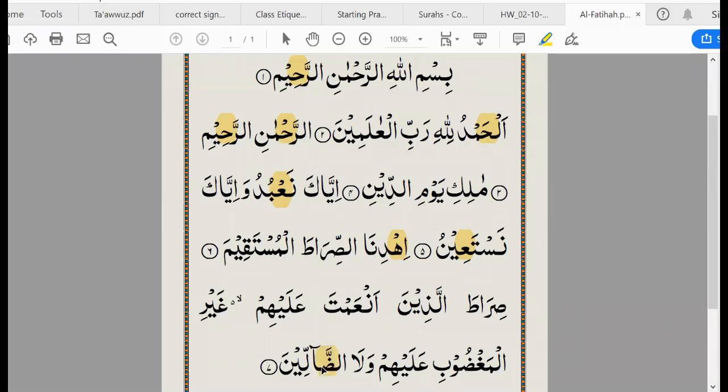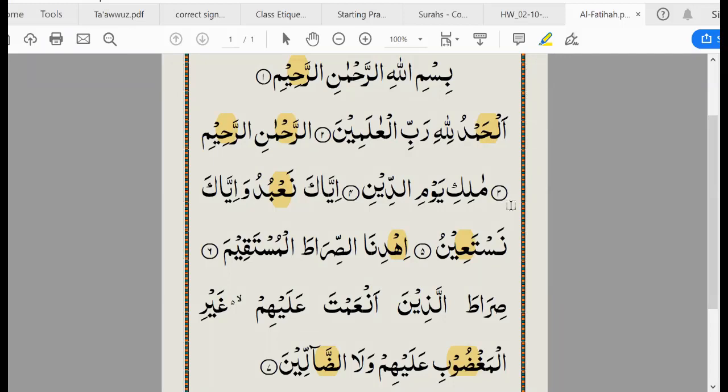I know that this is one of the hard letters, but again, we have to differentiate between zal and dad, okay? So, wala zalin, no, that's not right. Wala dalin. Do you want to give it a try? ولا الضالين. Okay, much better. So, just one time.